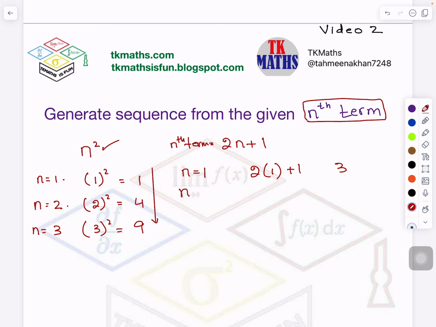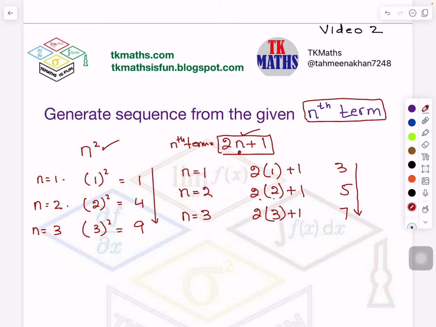I want to find out the second term. Second term means n is 2. So in this formula, in place of n, I will write 2. So 2 twos are 4, plus 1, 5. Suppose I want to find out the third term. I will write n is 3. So it will be 2 threes are 6, plus 1, 7. So this is my series generating.